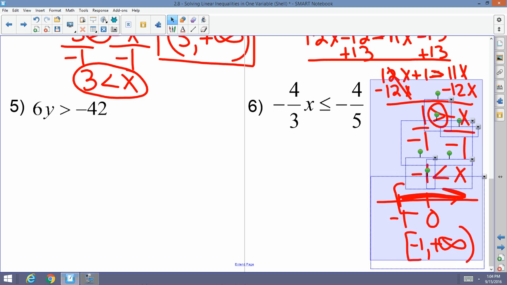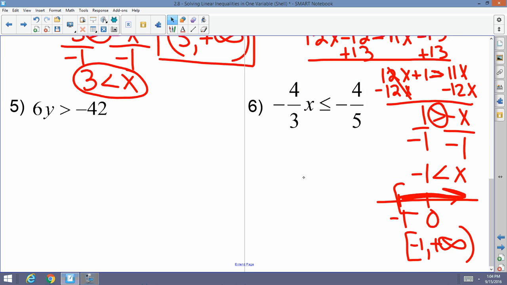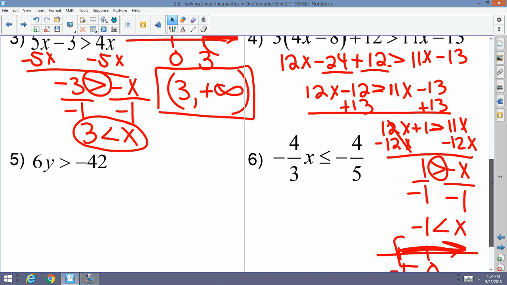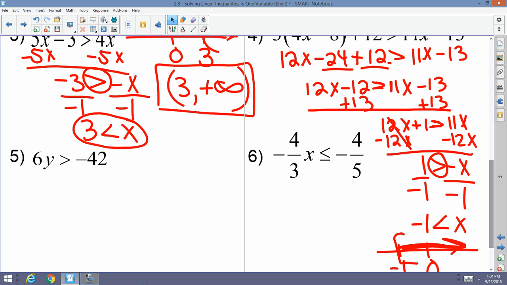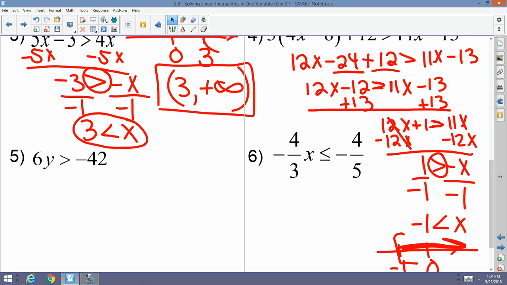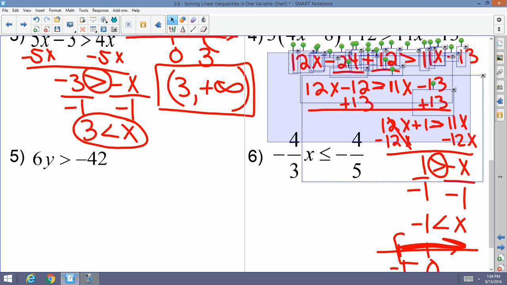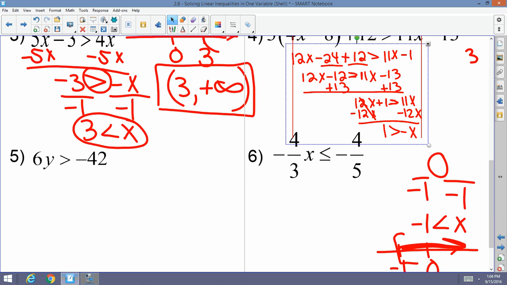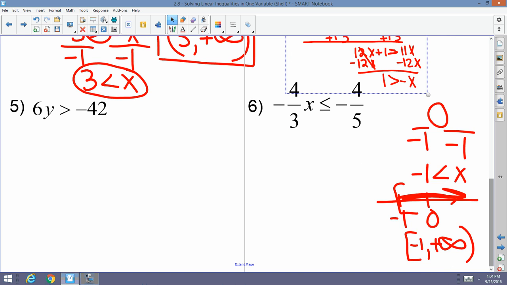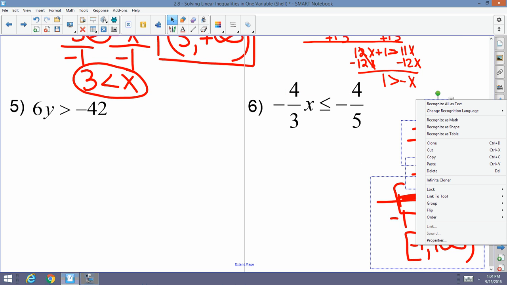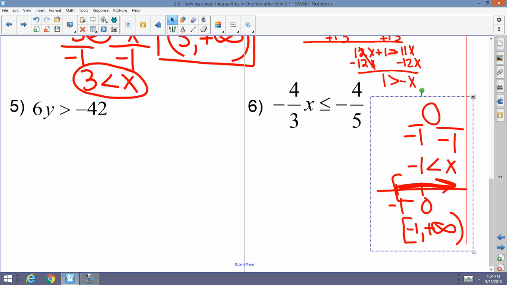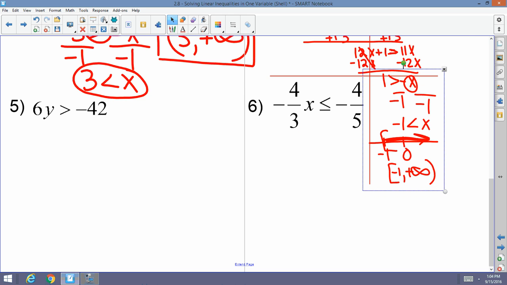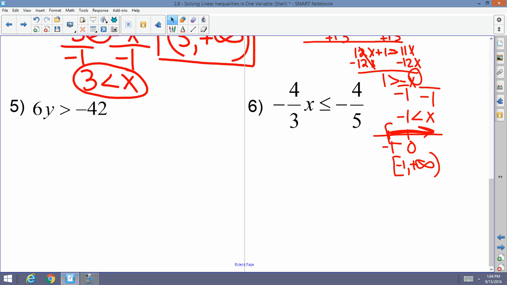Let's go ahead and clean this guy up as well. Let's see here. There we go. All right. Let me group this together. And then let me group that together. Okay, and there you go. All right, 5 and 6.